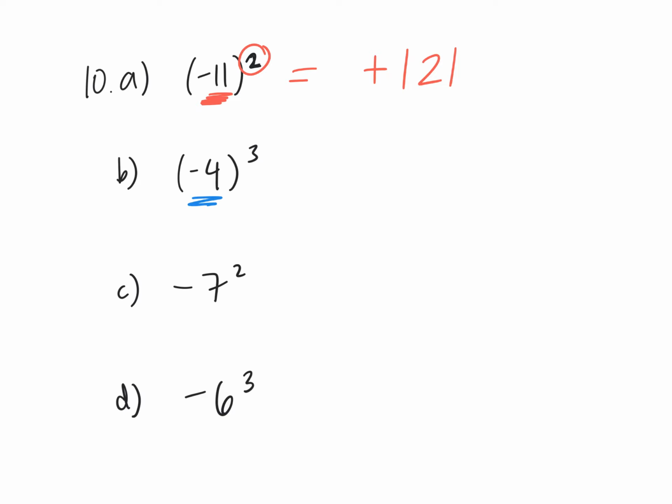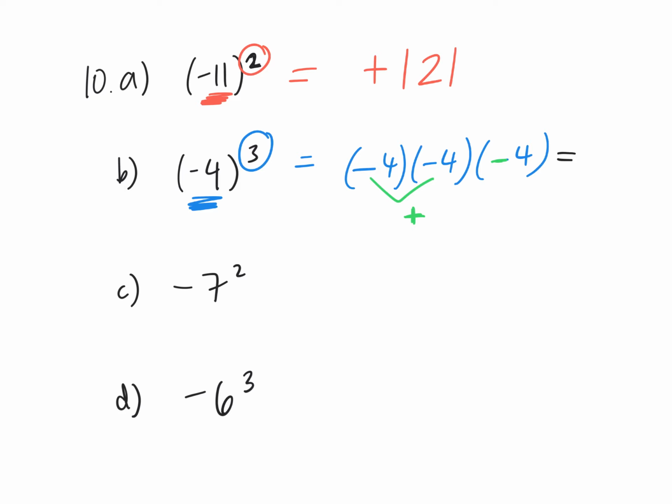If the base is negative and your exponent is an odd number, your answer will always be negative. For example, -4 times -4 times -4. 2 negatives will always make a positive, but if you have an odd number, you'll always end up with a positive and a negative, so you'll always end with a negative. What's 4 times 4 times 4? Yes. So -64.